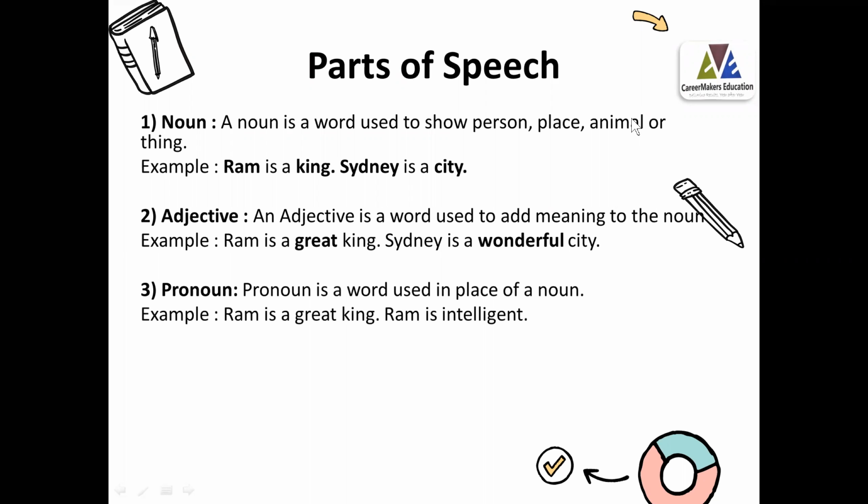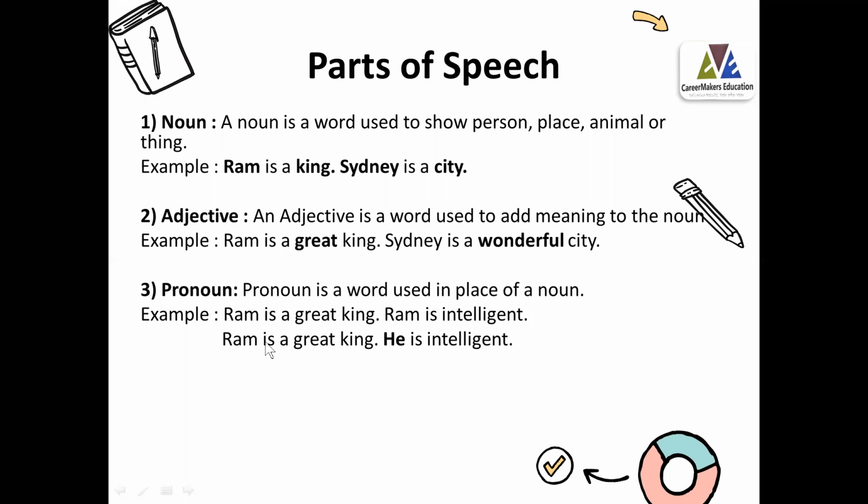An adjective is a word which is placed before a noun, but a pronoun is a word which is used in place of a noun. For example, if there is a statement, Ram is a great king, and the second statement is, Ram is intelligent. Now, instead of writing Ram in the second statement, I have replaced Ram with the pronoun he. So, he is a word that has replaced the noun, and hence he is a pronoun.